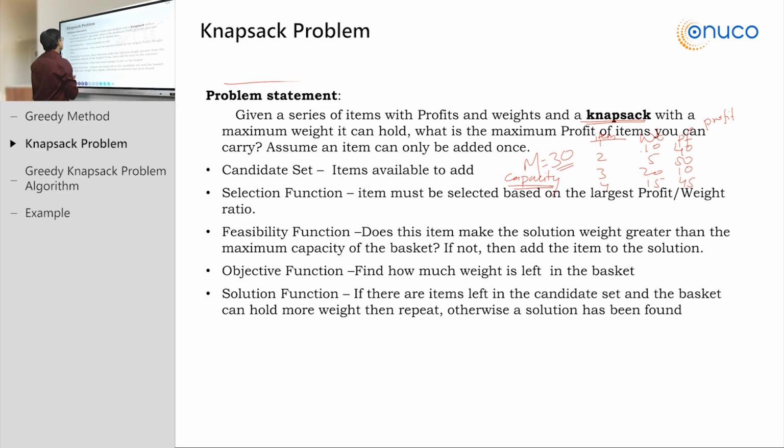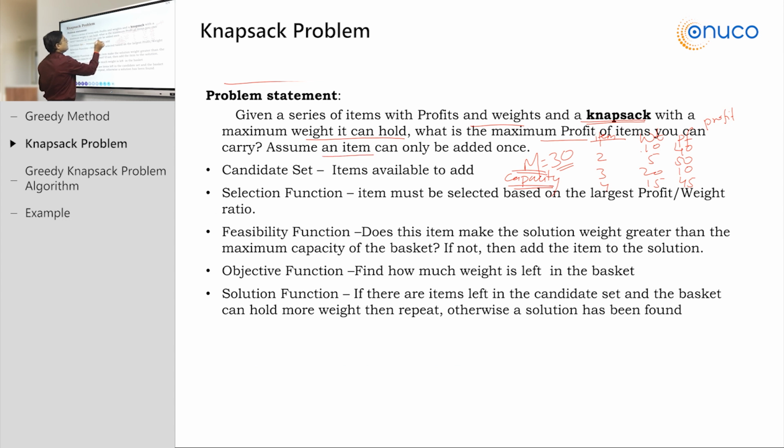So let us see what the problem scenario is. Given a series of items with profit and weight, and a knapsack with the maximum weight it can hold, that is, the capacity of the knapsack, what is the maximum profit of items you can carry?